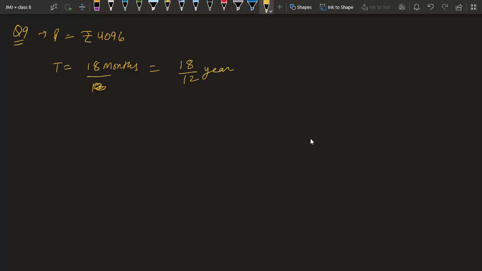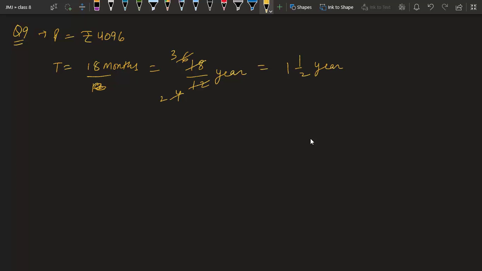Let me solve this. It was 18 upon 12 years. Let me cut with 3. 3 sixes are 18, 3 fours are 12. So it is 3 by 2, or 1 and 1 by 2 years.